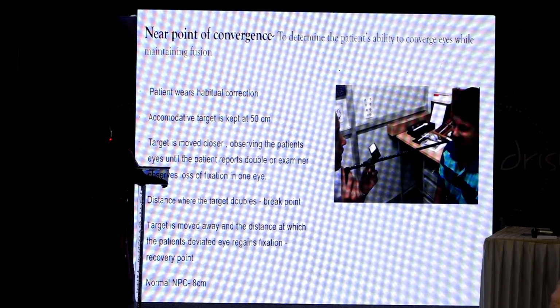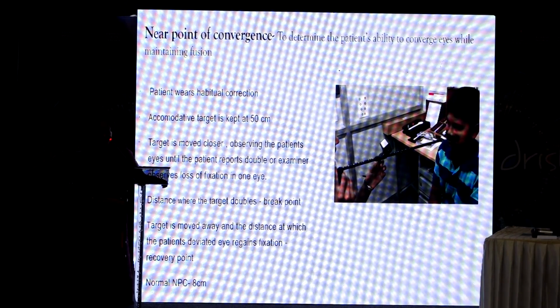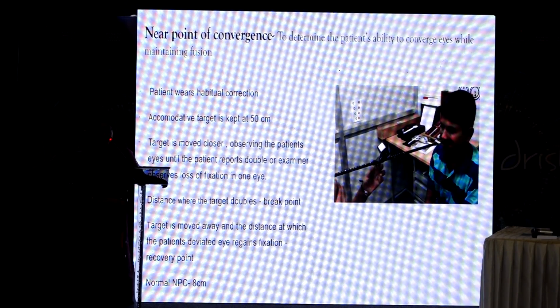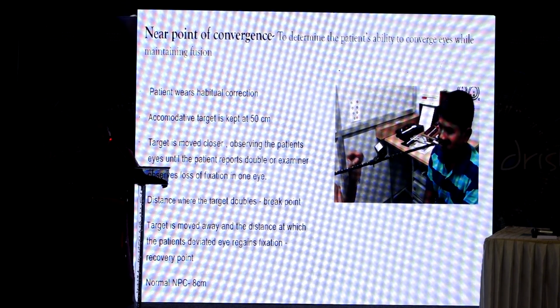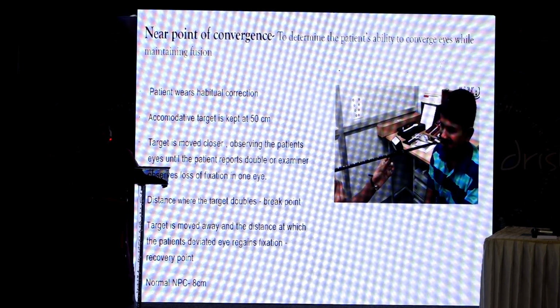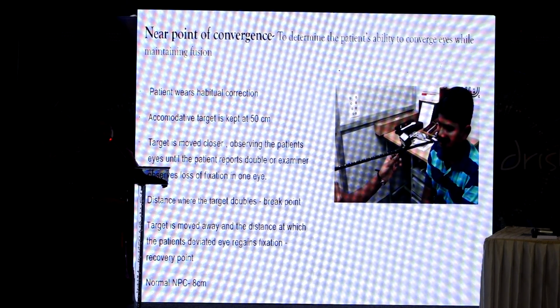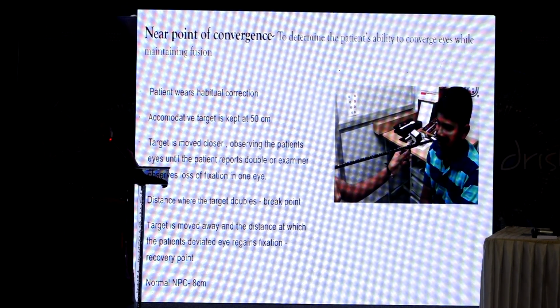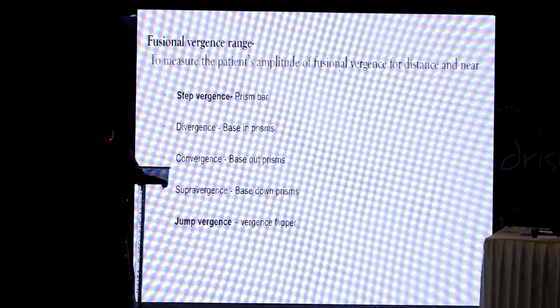The distance at which the target doubles is the break point. At that time, you recede the target a little backwards, and the distance at which the patient's deviated eye regains fixation is noted. So that is the recovery point. Normal NPC is 8 centimeters. So for fusional vergence range assessment, we make use of the step vergence method and the jump vergence method. Measures the patient's amplitude of fusional vergence for both distance and near.